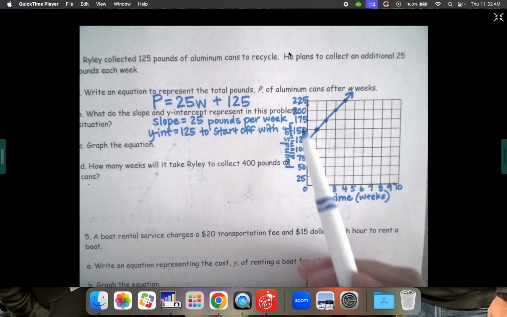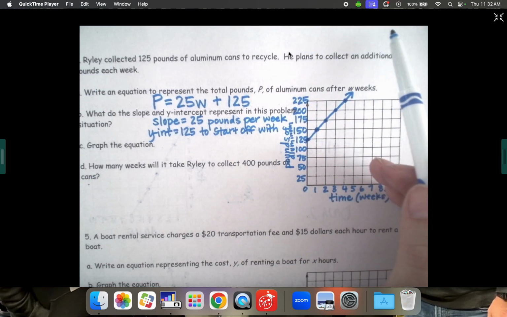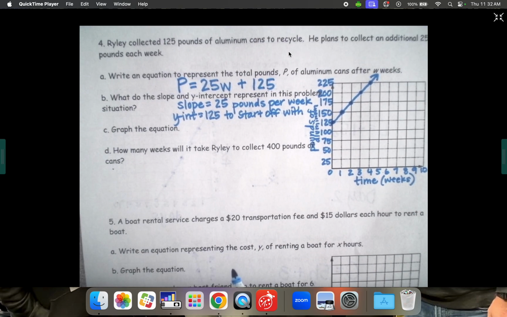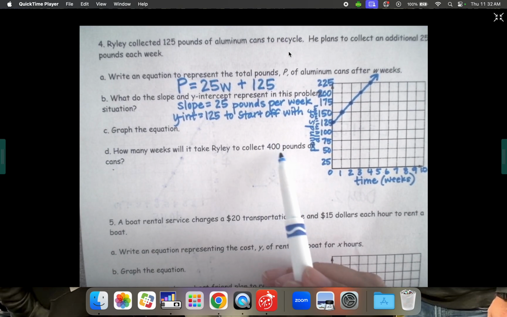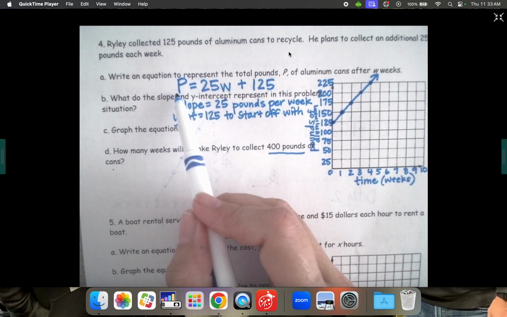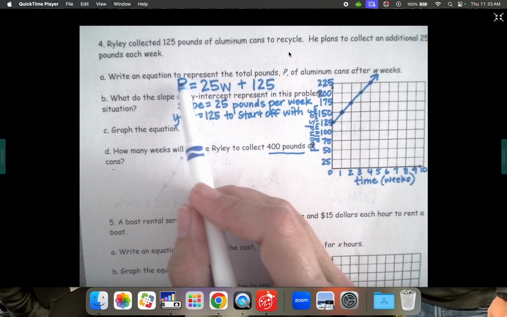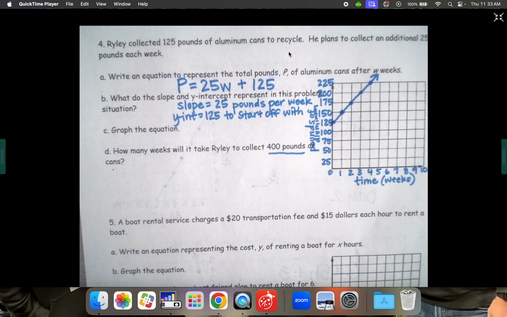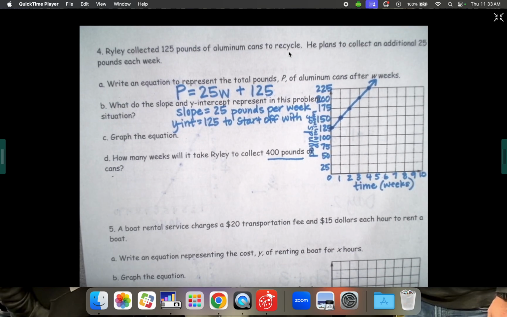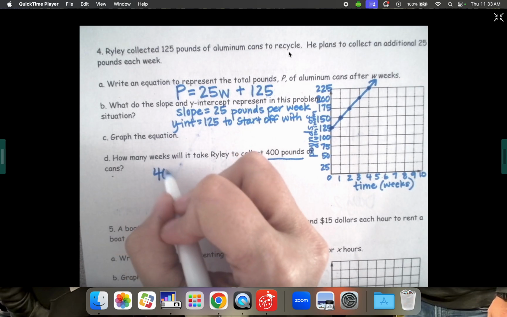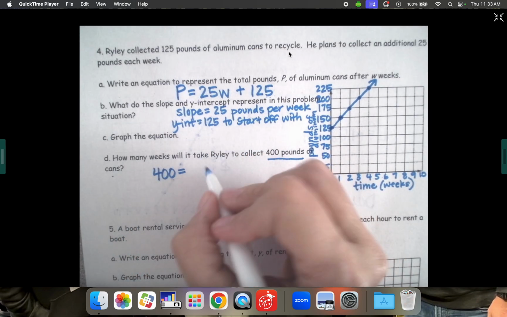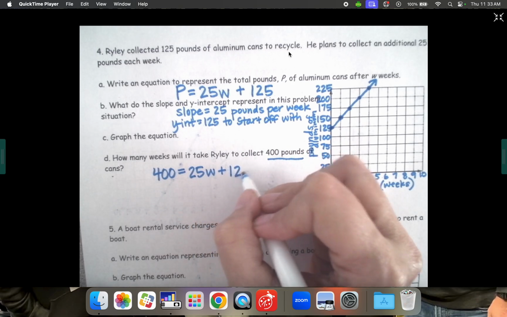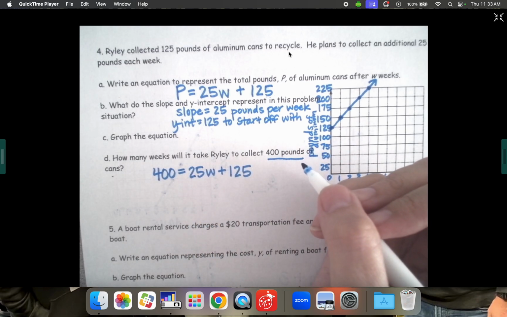So we didn't go all the way up to 400, so we don't know where our line is going to be as far as number of weeks, but we can easily calculate it if we know 400 pounds is the total P that we have here. So we're going to put 400 in our equation. So we'll have 400 here, and then that equals 25W plus 125.